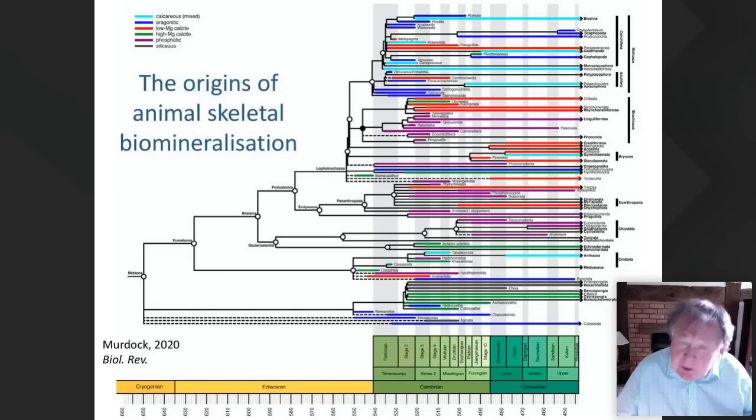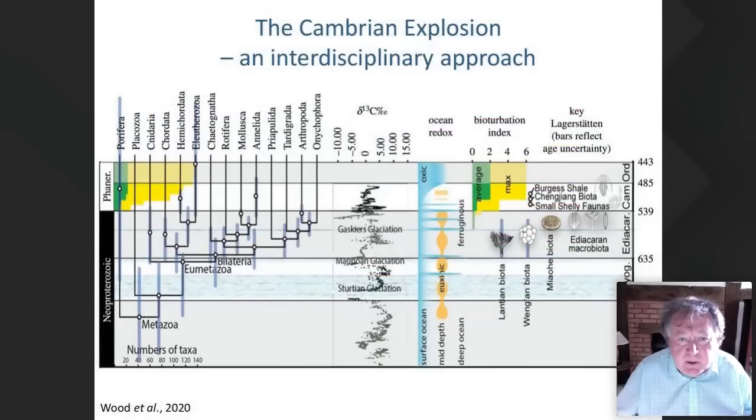And one of the other points is that the evidence of the use of hard tissues, of skeletons, for predation appears at more or less exactly the same time as that for protection. So it's a co-evolution. It's an evolutionary arms race between hard tissues evolving for predation and hard tissues evolving for protection. So that's another way of looking at the Cambrian explosion. And these are all equally valid ways of defining the Cambrian explosion.